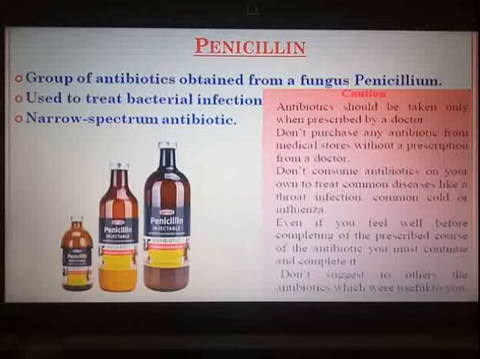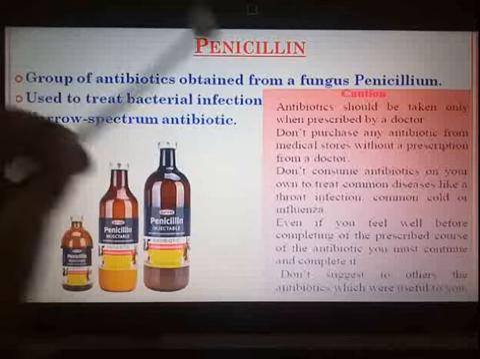Before moving ahead, as I have told you, the use of antibiotics has brought about a big change, a revolution in the field of medicine. But there are some cautions which you have to take while consuming these antibiotics. The cautions which are given in the textbook, we will just go through them. You don't have to study them, but you should know them, as it is a very important fact.